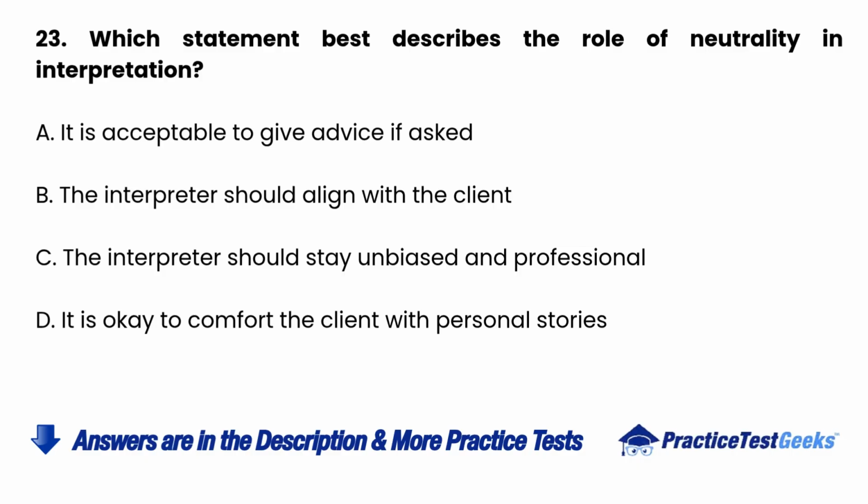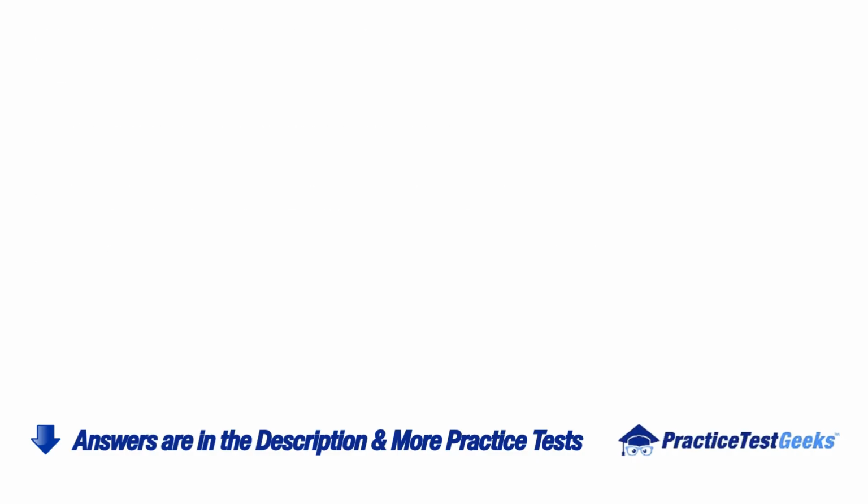23. Which statement best describes the role of neutrality in interpretation? A. It is acceptable to give advice if asked. B. The interpreter should align with the client. C. The interpreter should stay unbiased and professional. D. It is okay to comfort the client with personal stories.